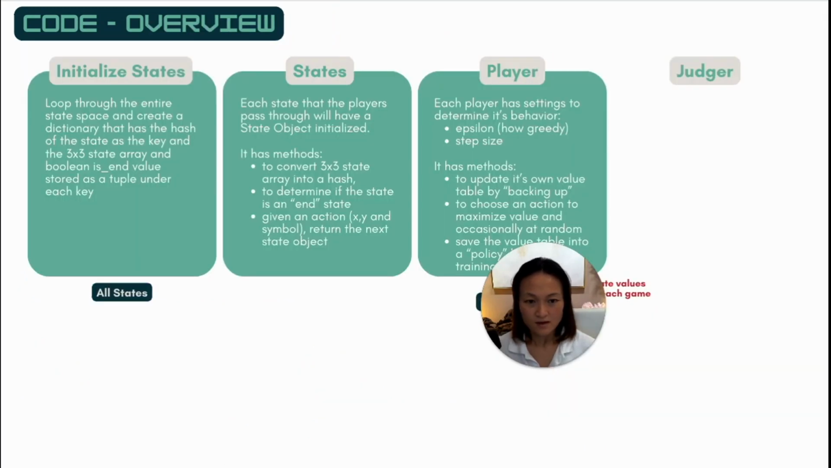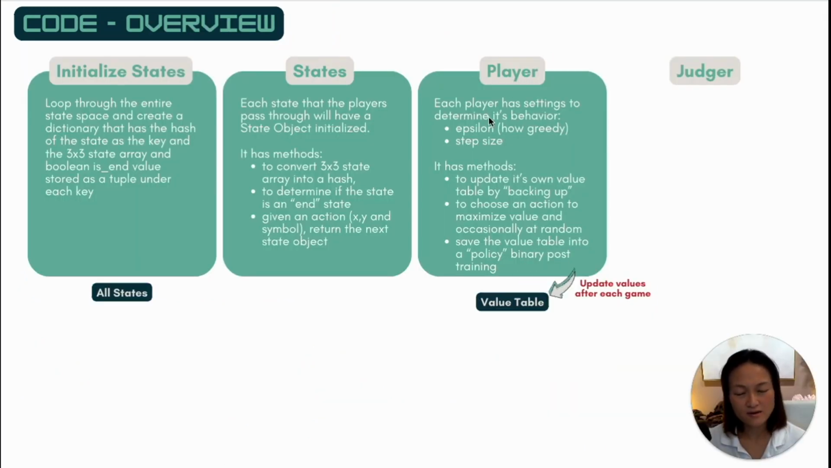Okay. Now, there's a set of variables and methods that's associated with the player. And you'll see later on when we initialize a game, actually we have 2 instances of this player object playing against each other. And in this class, you can define the learning behavior of the player by setting its epsilon value, which indicates how greedy it is during training time, and also the step size, which affects how quickly it learns from the multiple games that it plays during training.